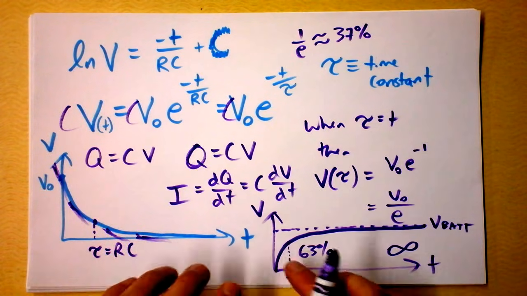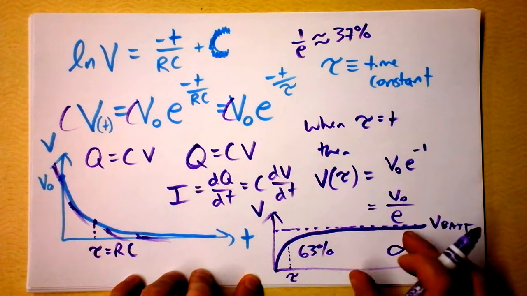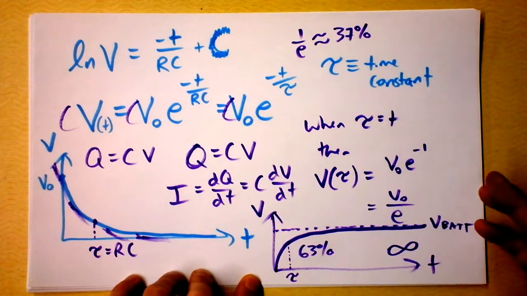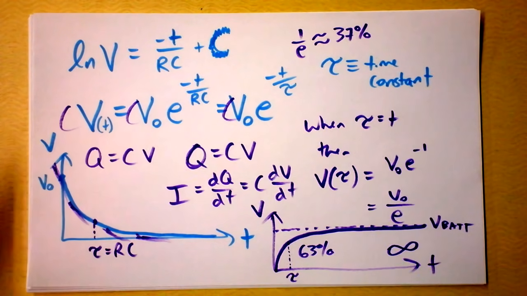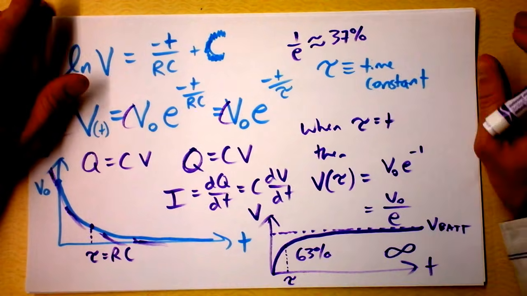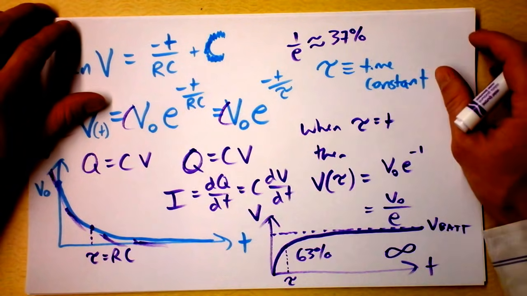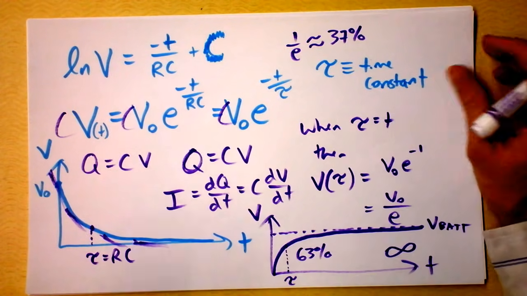Bigger capacitor means longer time to charge that sucker up. Bigger resistor means longer time to charge that sucker up. So if you want to charge capacitors quickly, get tiny capacitors and reduce your resistance. But that's not always an advantage, because then it's harder to study it. And maybe you could blow stuff up.